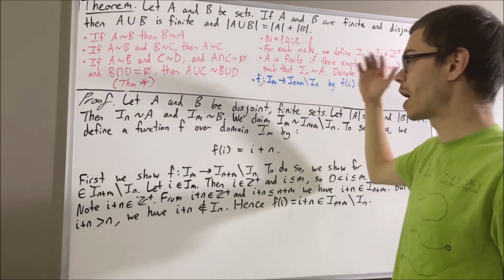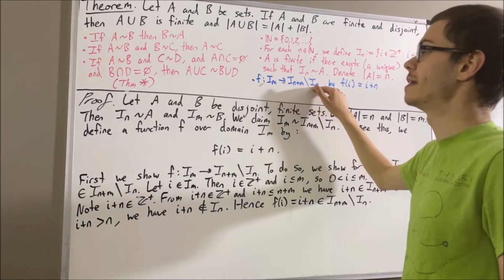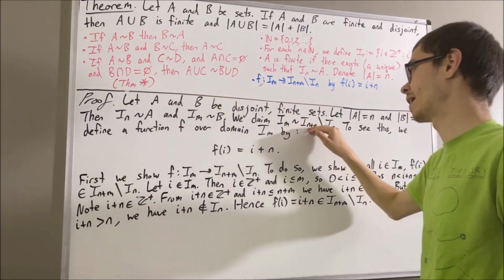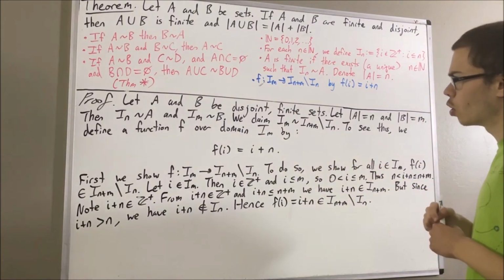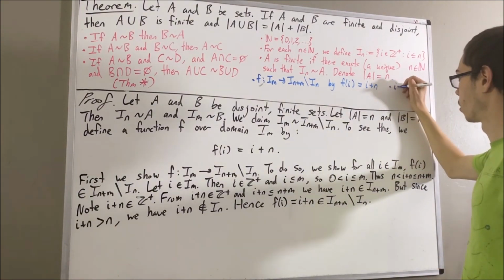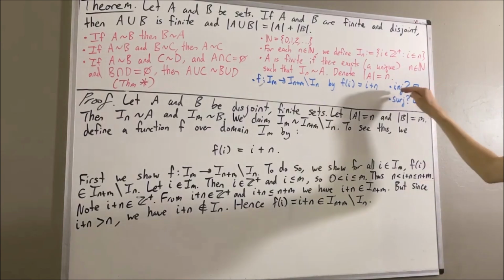So now that we've shown f is a function from In to In plus n set minus In, we want to show f is a bijection from In to In plus n set minus In. And to do that, we're going to show that f is both injective and surjective. Let's start by showing that f is injective.